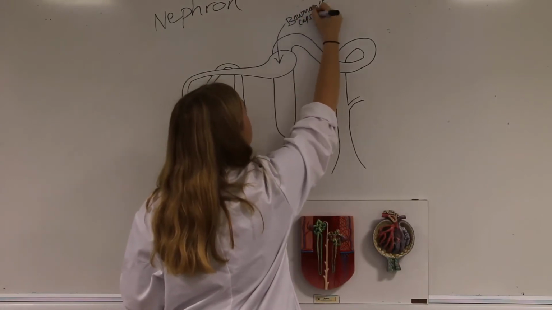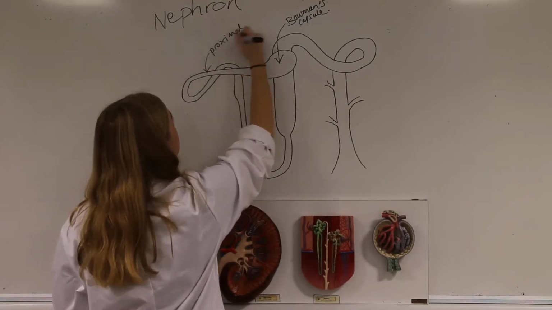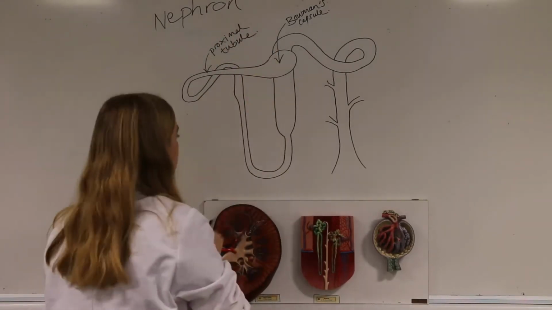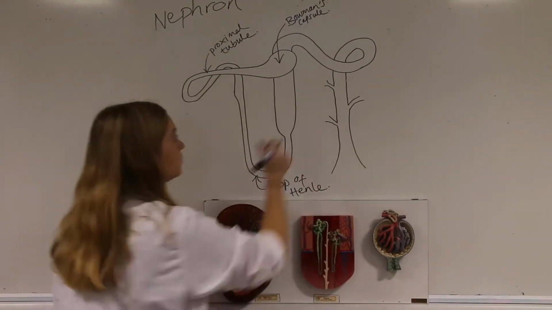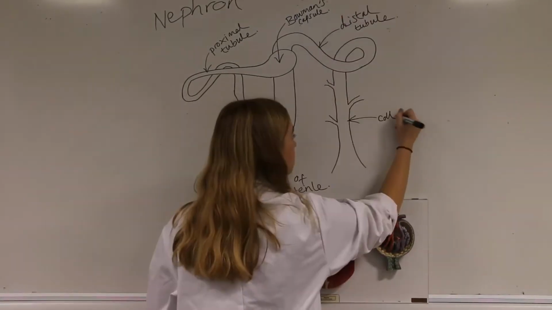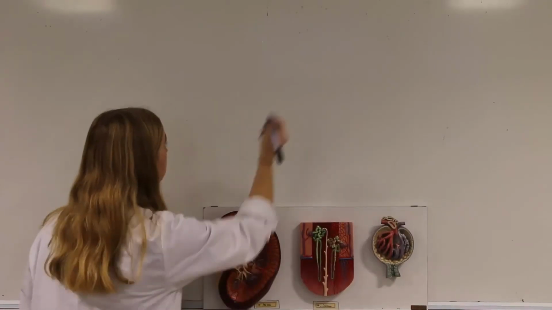They are made up of Bowman's capsule, which collects filtered plasma, the proximal tubule, located in the cortex, the loop of Henle, located in the medulla, the distal tubule, located in the cortex, and the collecting duct, located in the medulla. There are 2 types of nephron.